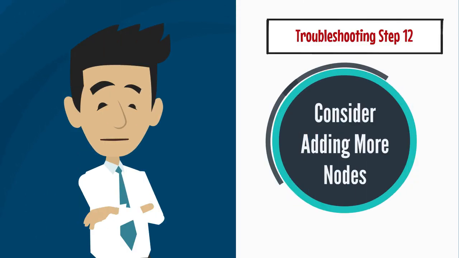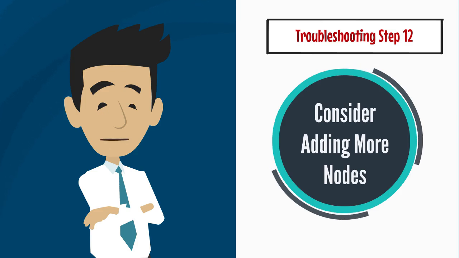Troubleshooting 12. Consider adding more nodes. To strengthen weak Wi-Fi signals in specific areas of your home or office, consider adding nodes to extend coverage and enhance speed. You can skip this step if all child nodes and client devices are already receiving satisfactory signal strength.